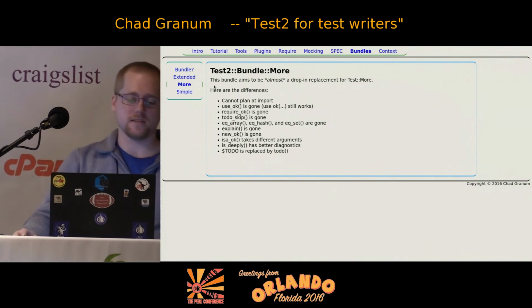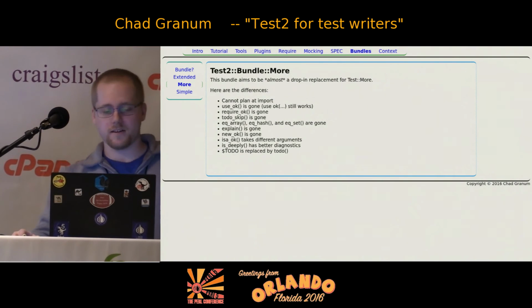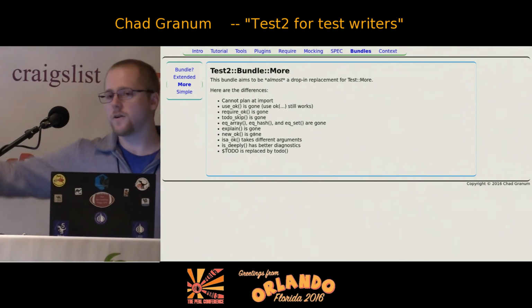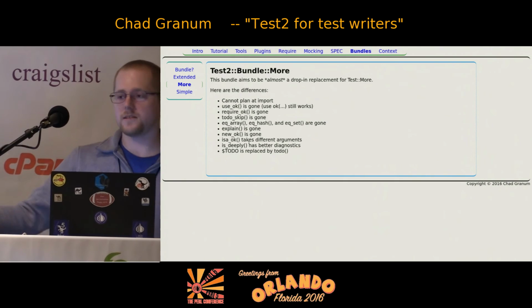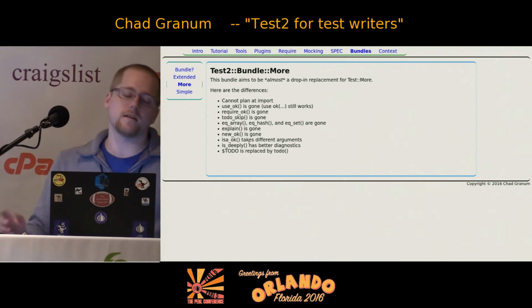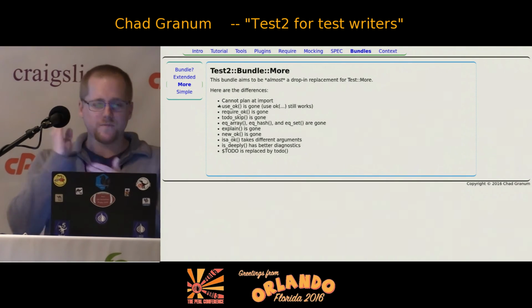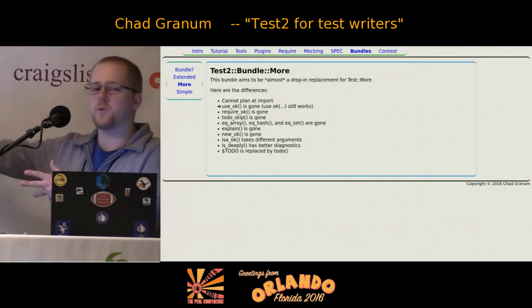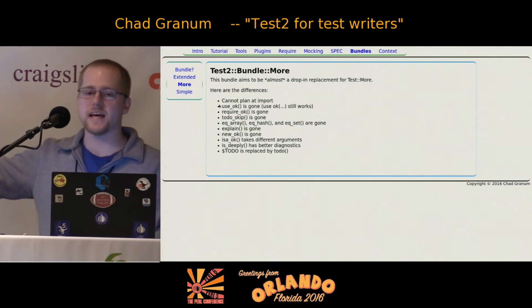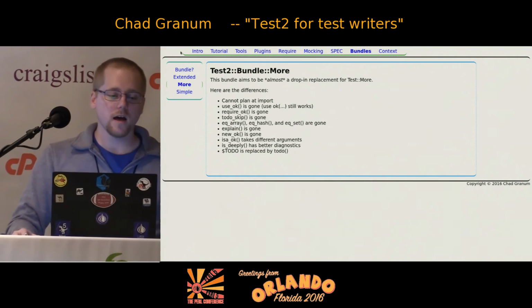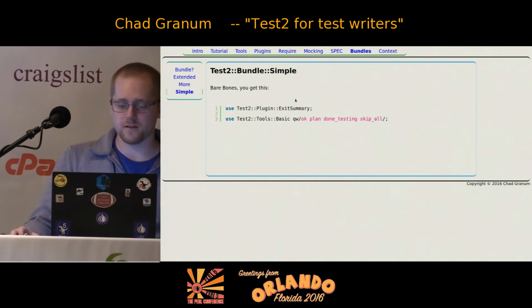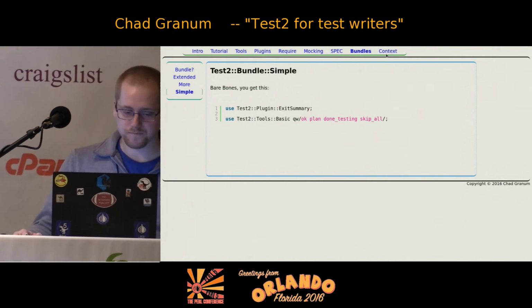Here are the differences. use_ok is gone, require_ok is gone, todo_skip is gone, explain is gone, new_ok is gone. is_ok is different. is_deeply has the new diagnostics instead of the old, and the $TODO variable is gone, so use the function instead. So it's very close to Test::More. It's an easy upgrade path if you want to modify an old test but get the better diagnostics. And then there's simple, which you're not going to use because it just gives you ok and plan.